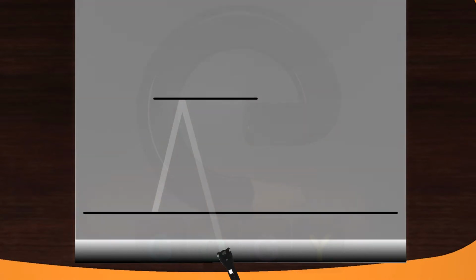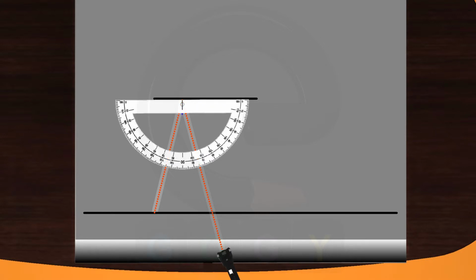Now draw the lines showing the position of the plane mirror, the incident ray, and the reflected ray on the paper. Remove the mirror and the cardboard. Draw a line making an angle of 90 degrees to the line representing the mirror at the point where the incident ray strikes the mirror. Now, measure the angle of incidence and the angle of reflection.